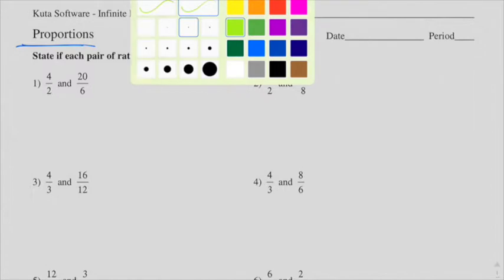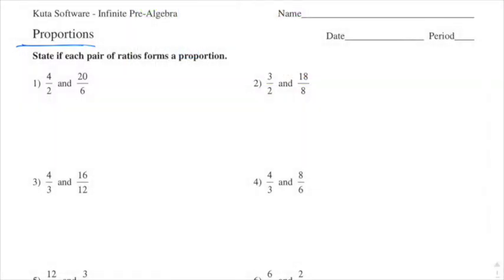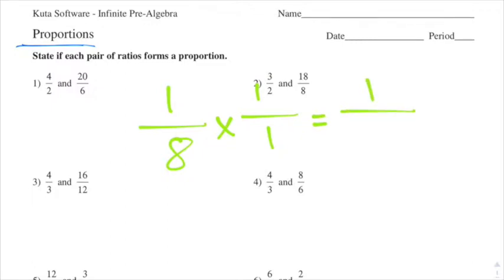So let me do an example of what I mean. So let's take a look at something like 1 over 8. Okay, when we multiply 1 over 8 by 1 over 1, what do we end up with? 1 times 1 is 1, over 8 times 1 is 8. So we haven't changed anything.